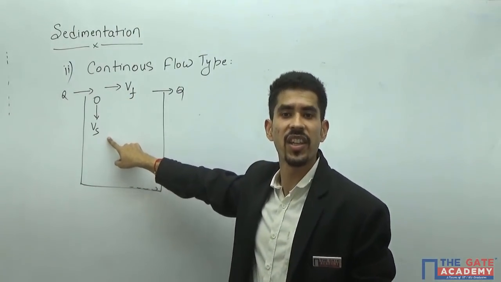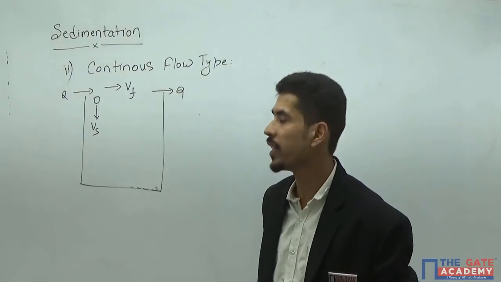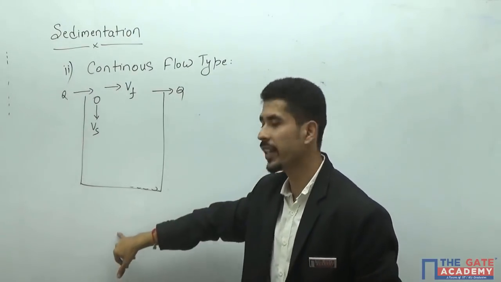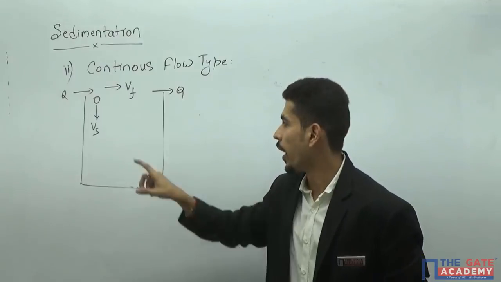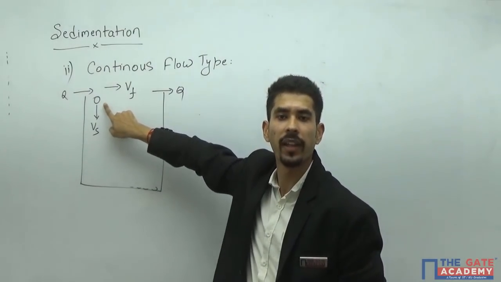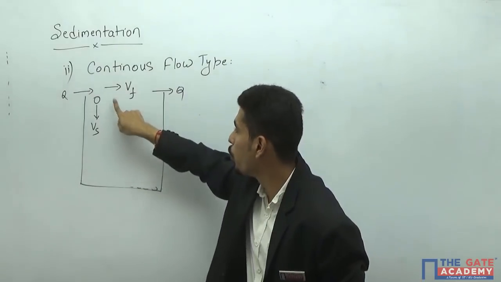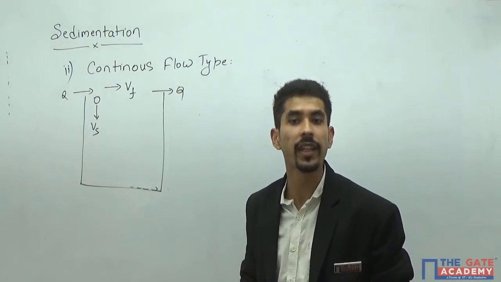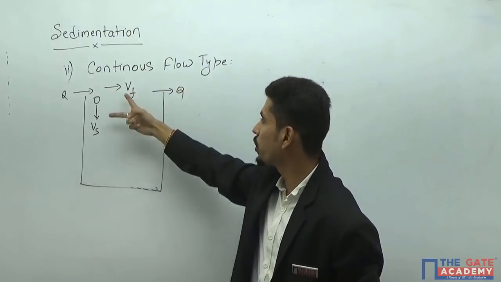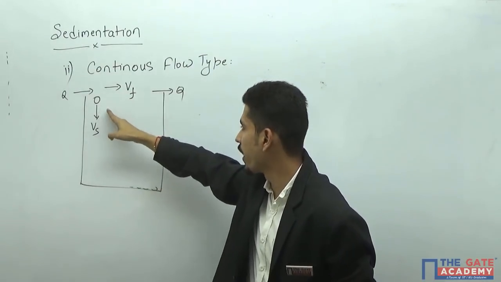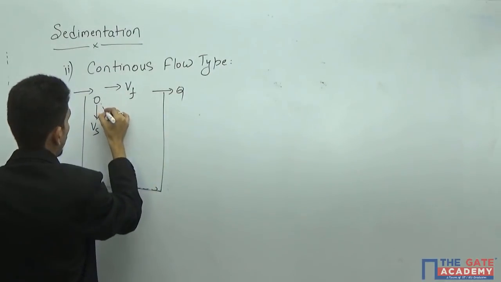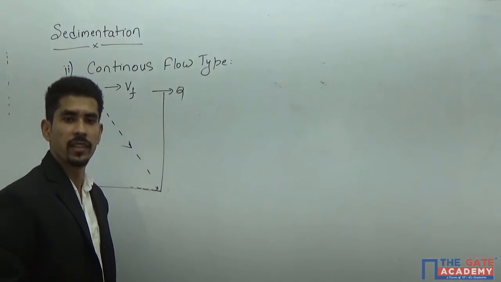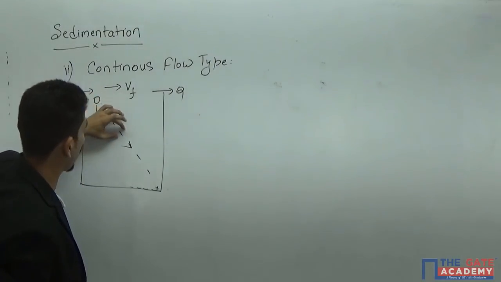So this Vf is constant. Is Vs changing? No, Vs is not changing because the size of the particle is not changing. We know that Vs is directly proportional to d square, and here the diameter of the particle is not changing. So both these velocities, the flow velocity as well as the settling velocity, are constant. And if both are constant, they will have a linear resultant. So the settlement is going to take place in this particular trajectory.